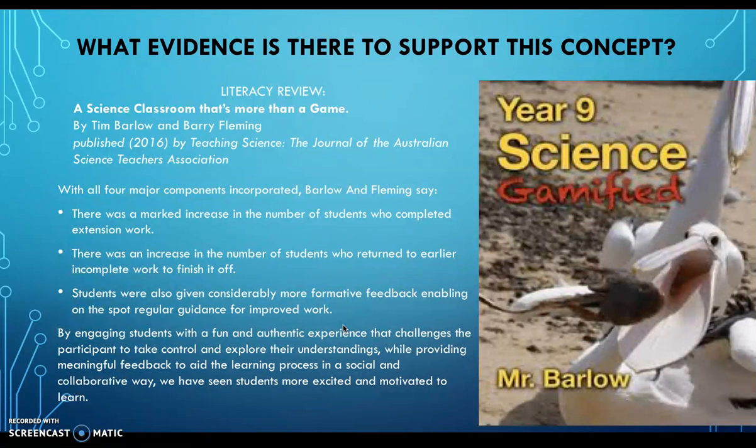And Barlow and Fleming go on to say that when all 4 major components, the components that we just talked about: rewards for achieving goals, leveling systems, rapid feedback cycles that encourage trial and error, and competition are incorporated into their lesson, this is the result.